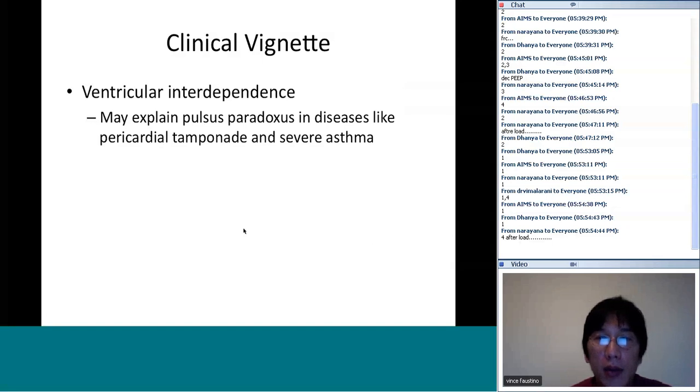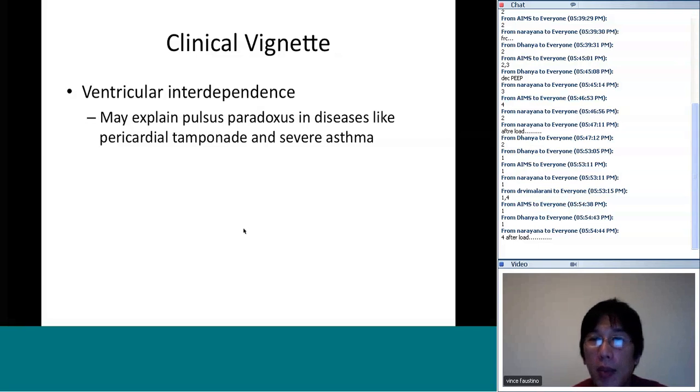Another vignette on ventricular interdependence. So you can have pulsus paradoxus in pericardial tamponade and severe asthma. And this happens because in pericardial tamponade, the two ventricles are stuck in a constricting pericardial fossa, which is your pericardium. So during inspiration, where supposedly you can increase your venous return to your heart, that doesn't happen because of the constriction coming in from the pericardial tamponade. And it's the same for severe asthma.